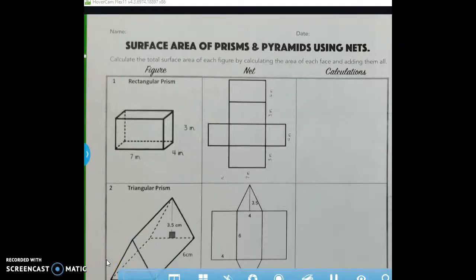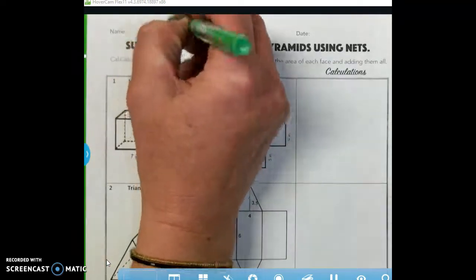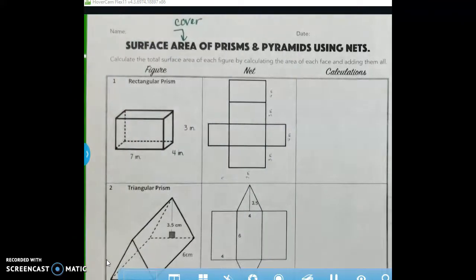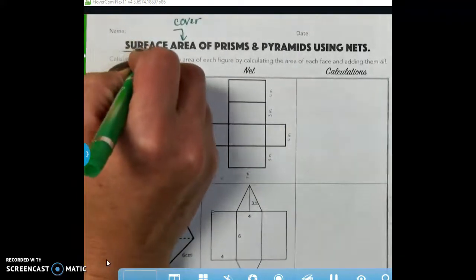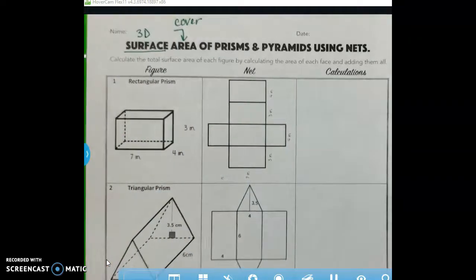In this video, we're going to be using the nets of three-dimensional shapes to find the surface area. So just to review, area means to cover, and we have to use surface area for 3D shapes because we have 3 dimensions. We have several surfaces, several faces that we will be covering.